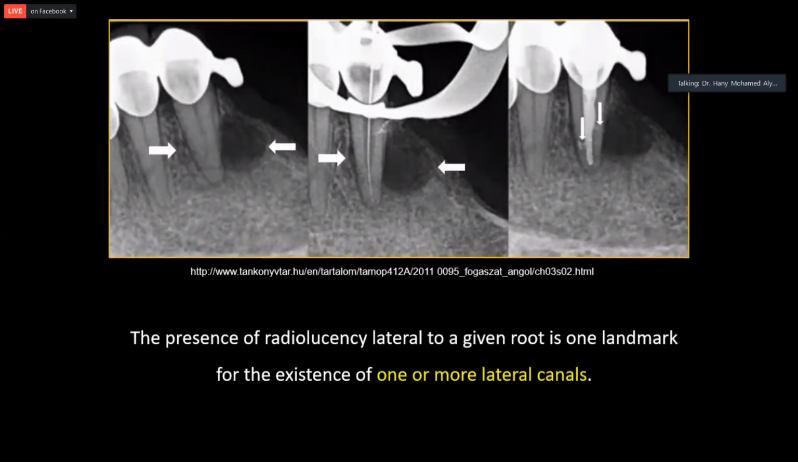Accessory canals are common, especially in the apical third of the root, and they have some important clinical implications. And sometimes when you see a lateral radiolucency related to a given tooth, then we should suspect the presence of a patent accessory canal.